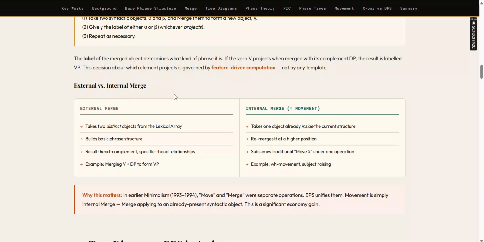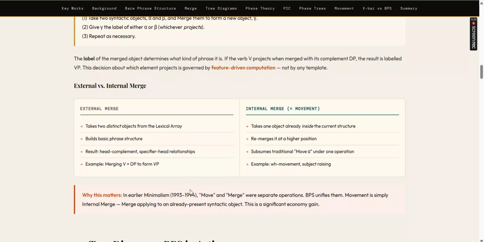External versus internal merge. External merge takes two distinct objects from the lexical array. Internal merge, or movement, takes one object already inside the current structure, built by basic phrase structure, and remerges it at a higher position. In external merge, the result is a head, complement, specifier, head relationship, and here Move alpha falls under one operation. Example: merge V plus TP to form VP, and in movement, WH movement or subject raising.